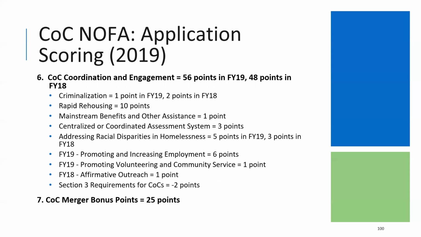This is new over the last couple of NOFAs, but HUD has really placed an emphasis that COCs need to be looking at racial disparities in their system, analyzing what's going on, and then creating strategies to address it. How are you promoting and increasing employment for folks experiencing homelessness? How are you promoting volunteering and community service? Affirmative outreach, which is how are you reaching out to folks who are least likely to access services?